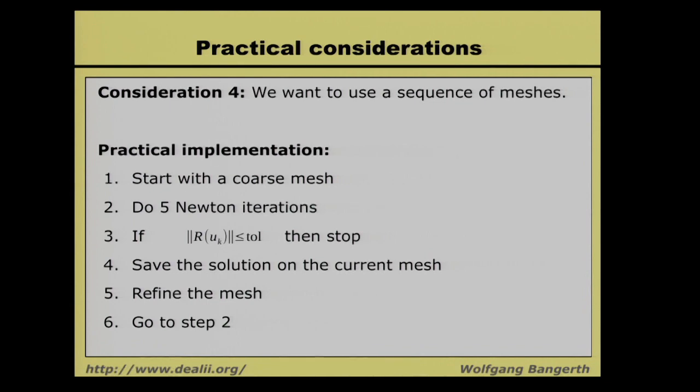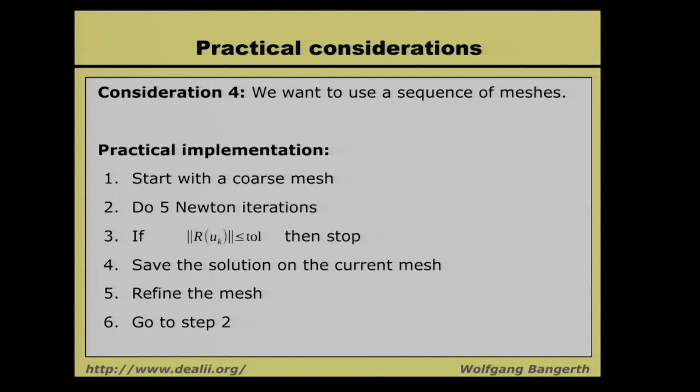Then we're going to save the solution on the current mesh and refine the mesh, and then restore the solution on the next mesh, because on every mesh we don't want to start from scratch, but we want to start, of course, with the best possible iterate we had from the previous mesh. And if we haven't converged yet, then we'll just go back to step number 2 and do 5 Newton iterations. The number of 5 is completely arbitrary here.